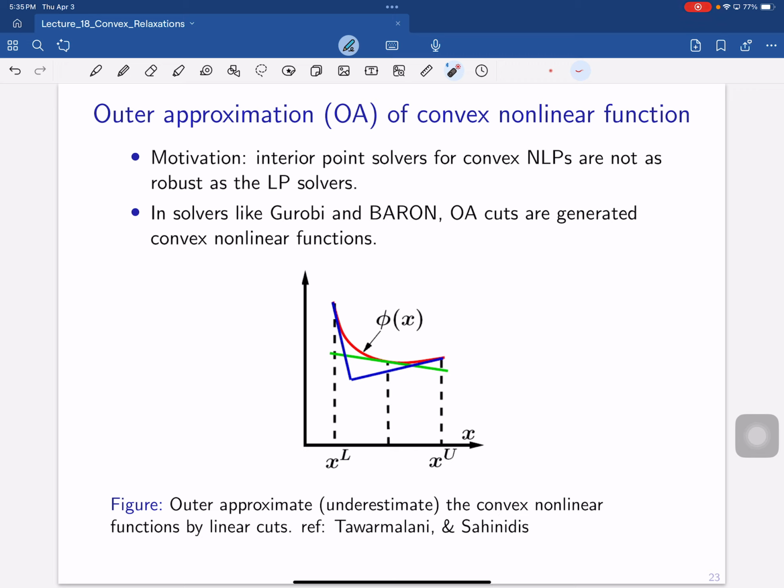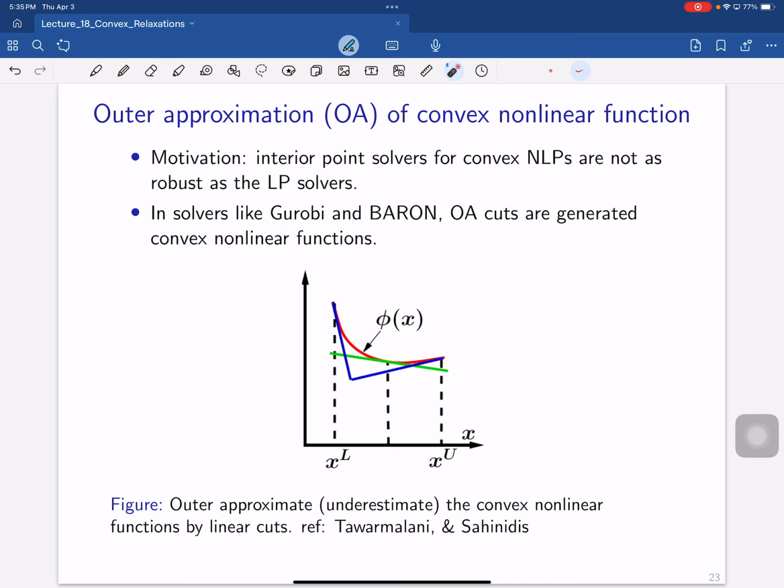The idea is the following. Here, this red curve is a convex nonlinear function. So how do we approximate the convex nonlinear function? One trivial way to approximate is using this first order characterization of convex function. If you linearize at a point using first order Taylor series expansion at any point in the convex function, it always underestimates the convex function. That's what we talk about for convex functions.